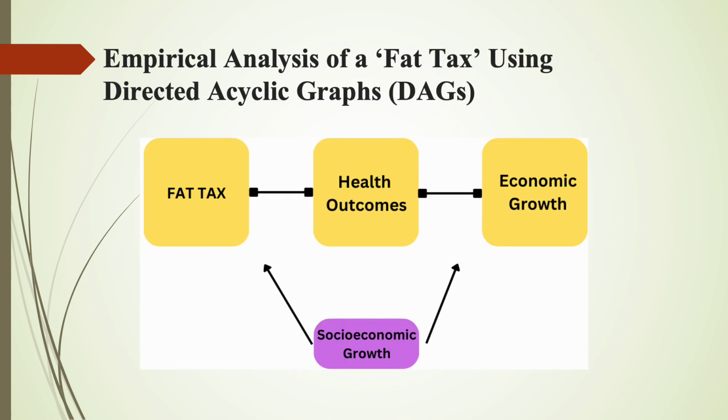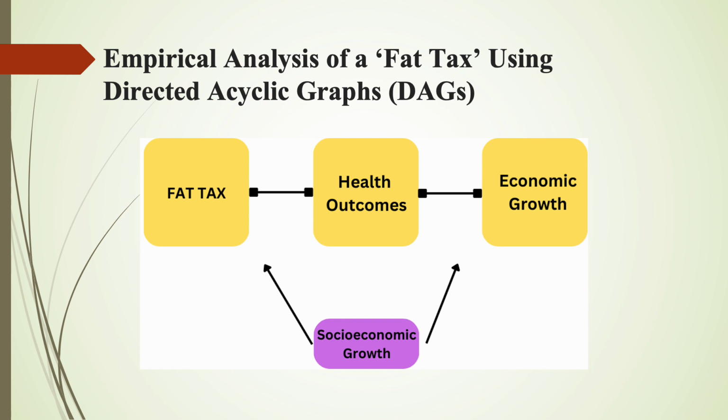Below, I'm showing a DAG, empirical analysis for a fat tax using a directed acyclic graph. A directed acyclic graph is a visual representation of the causal relationship between variables. DAG components are nodes and edges. Nodes represent variables, for example fat tax, health outcomes, economic growth. Edges represent causal relationships, for example fat tax to health outcomes.